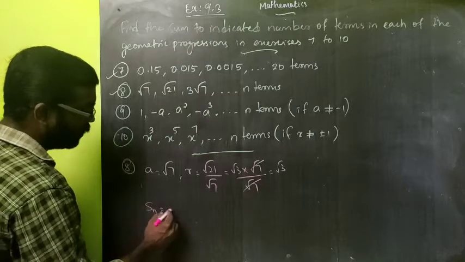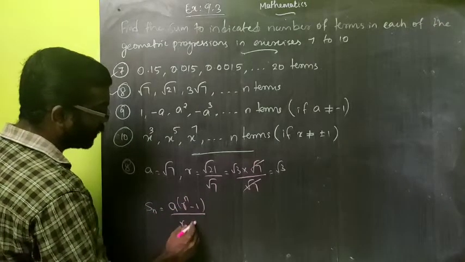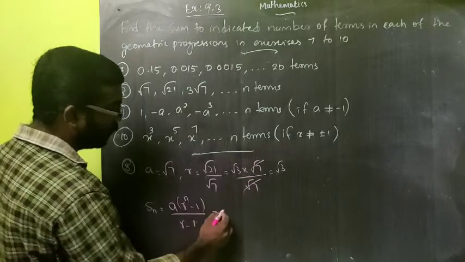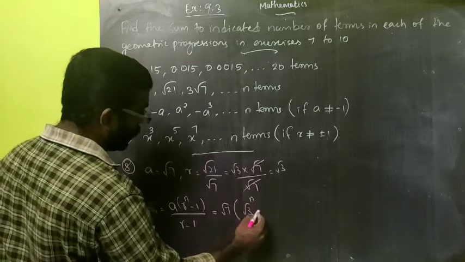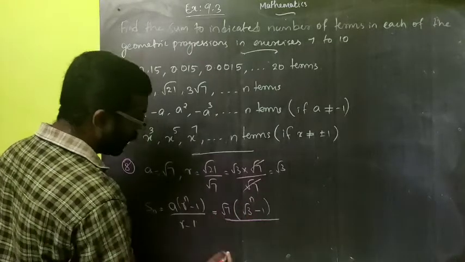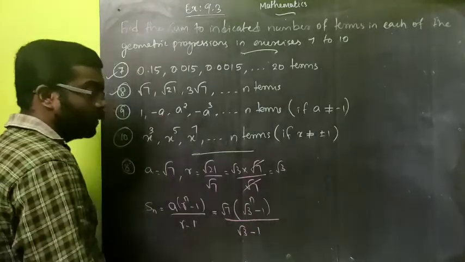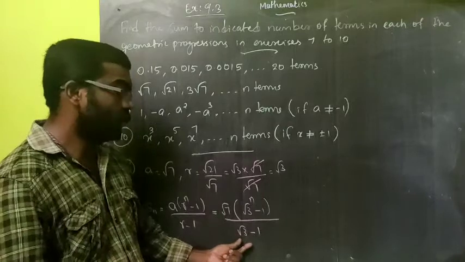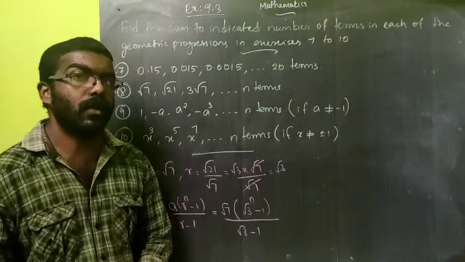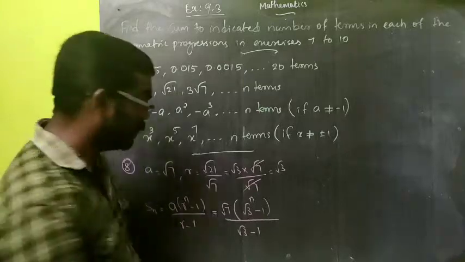Sn is equal to a into (r raised to n minus 1) divided by r minus 1, which is equal to root 7 into (root 3 raised to n minus 1) divided by root 3 minus 1. Here we can rationalize the denominator of this fraction. For that we can multiply both numerator and denominator by what? Root 3 plus 1. Okay.